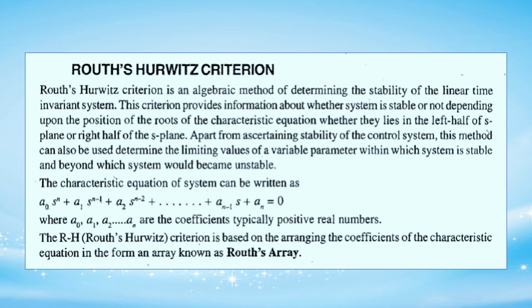So, the characteristic equation of the system can be written as a0 s to the power of n plus a1 s to the power of n minus 1 till an, equal to 0. Here a0, a1, a2 till an are called the coefficients, and these are typically positive real numbers. Arranging these coefficients of the characteristic equation in the form of an array is known as Routh's array.